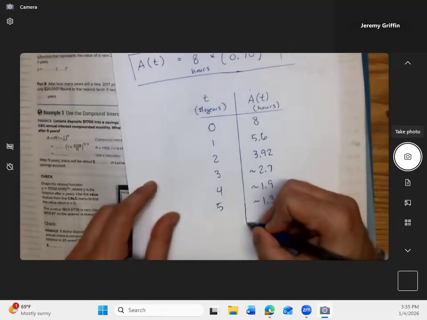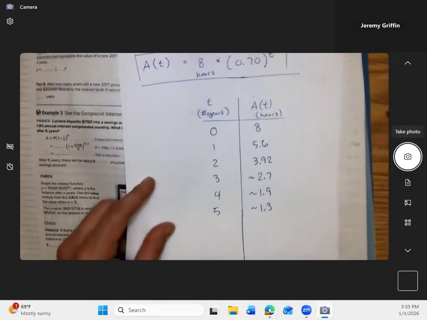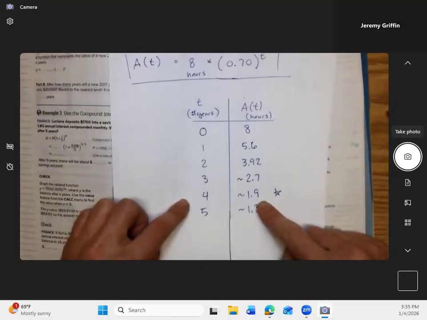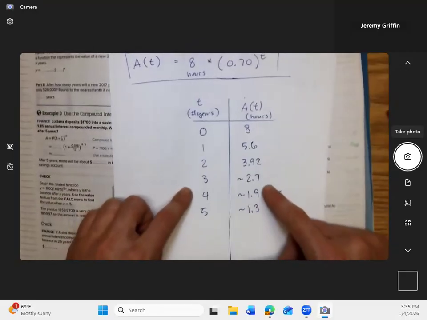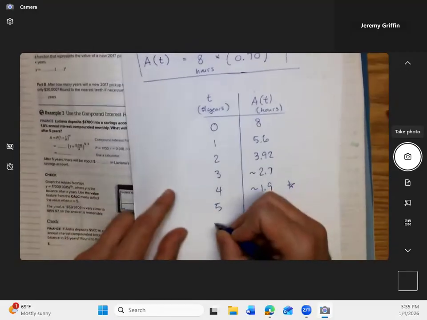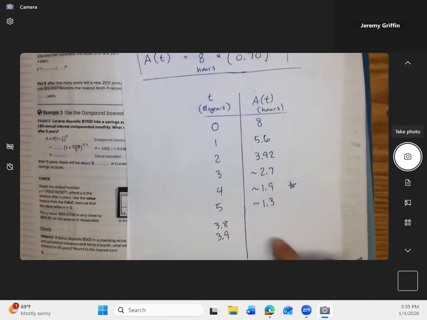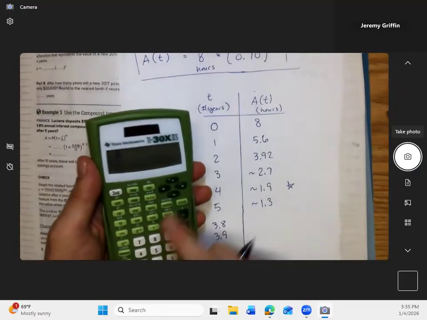We can just use this table method. I used a graph method earlier for a different example. I do see that 4 years is pretty close, but we've overshot it a little bit. So it's somewhere between 3 and 4. Let's try 3.8 and 3.9 and see what happens with those. Look for the nearest tenth, right?